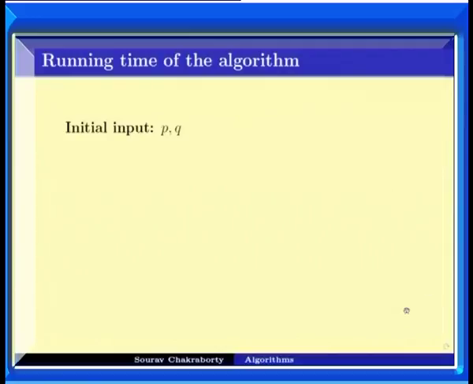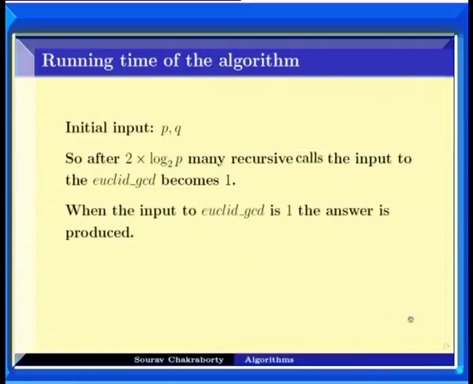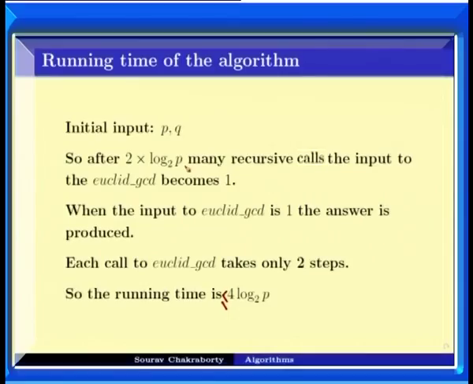Okay. When the input is p and q, after 2 times log p many recursive calls, the input to the algorithm becomes 1. When the input is 1, the answer is produced immediately, because 1 divides the other one, and thus each of the calls requires 2 steps, right. So the running time becomes at most, in fact this should be less than or equal to 4 times log p base 2. Why do I say it is less than or equal to? It is less than or equal to because it is possible that at some point in this whole process, the first variable will divide the second variable, in which case the output will be produced immediately. Else it will run for this many number of steps, and in that case it will stop. So the run time is less than or equal to 4 times log p base 2.